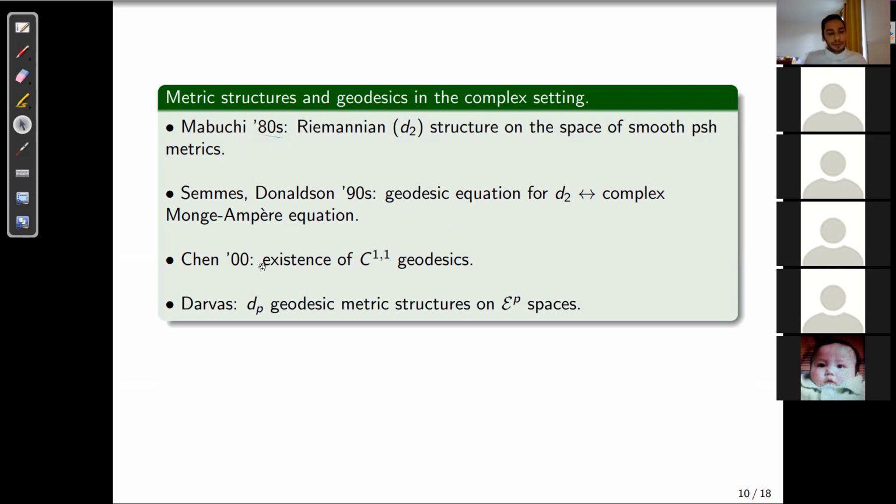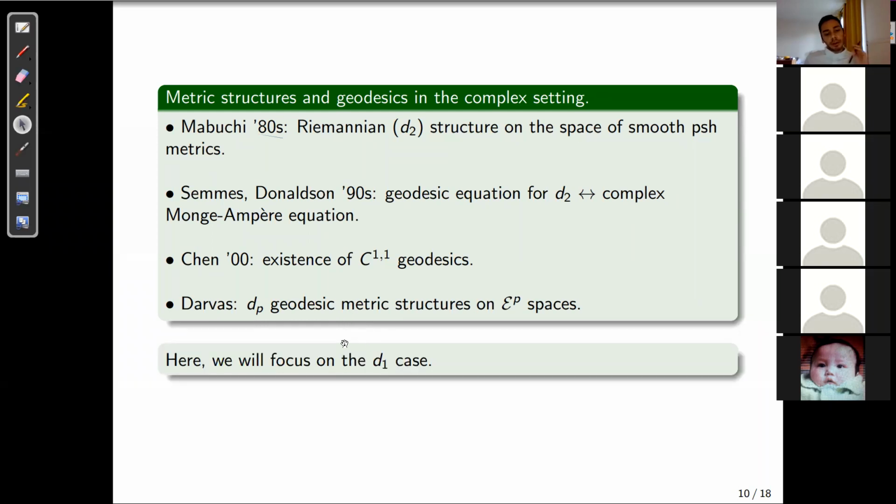And I'm jumping ahead even more, by at least a decade here. There's a lot of important history in between, but not for this talk at least. But Darvas showed that you can define some finite energy spaces, in particular E^1, but also the E^p spaces. Those spaces are metric complete spaces, and they're also geodesic. And so here, in our case, we are going to focus on the E^1 case, which we'll find is very related to the Legendre energy.